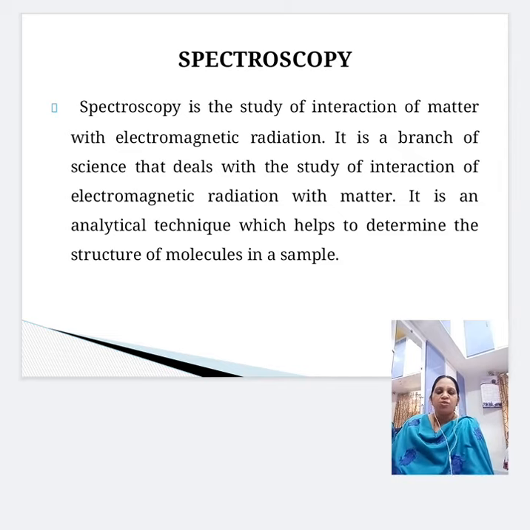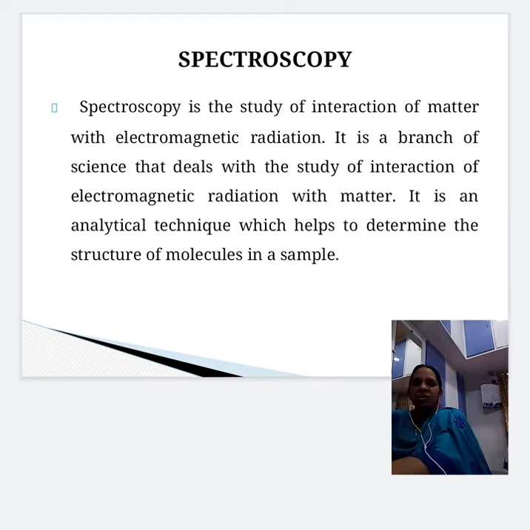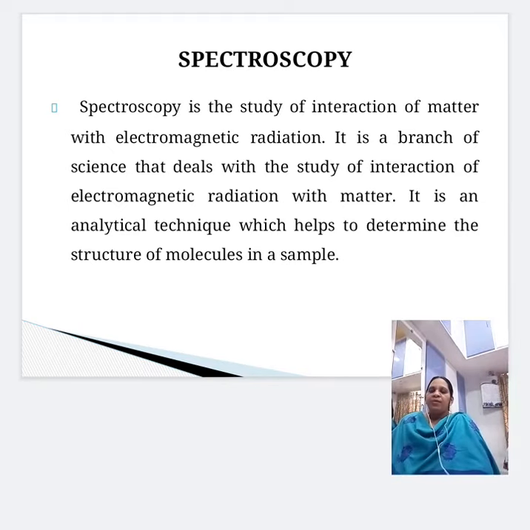So spectroscopy. Spectroscopy is the important topic which is to be discussed. Why do you need spectroscopic analysis? What is the meaning of spectroscopy? Spectroscopy is the study of interaction of matter with electromagnetic radiation. As we have seen, the chemical information source is the most important stage.